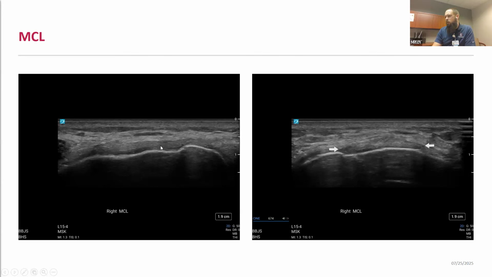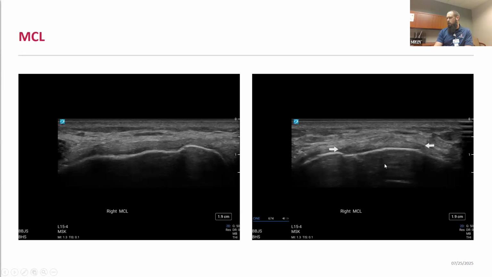The MCL is going to be composed of two different layers. The superficial layer is the tibial collateral ligament. And then as we get down to the meniscus, we'll see the deeper layers of the MCL, which are composed of the meniscofemoral and the meniscotibial ligaments that typically you can delineate when ultrasounding these areas. You want to evaluate the MCL both in long axis and short axis as well.